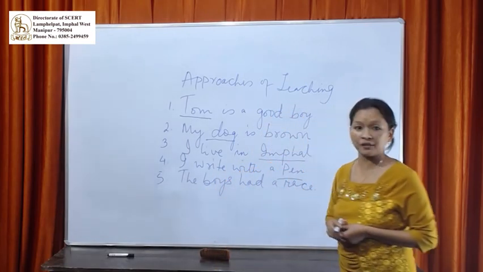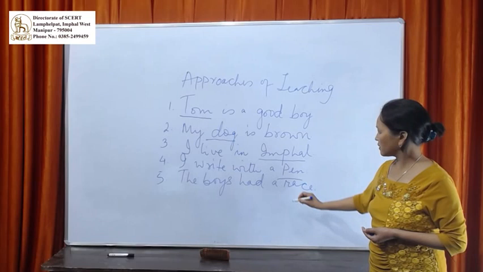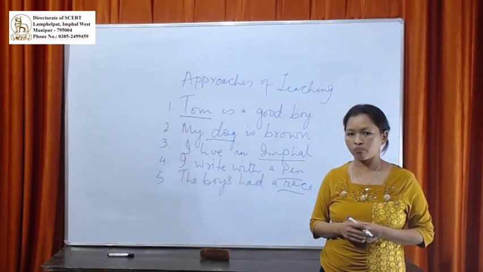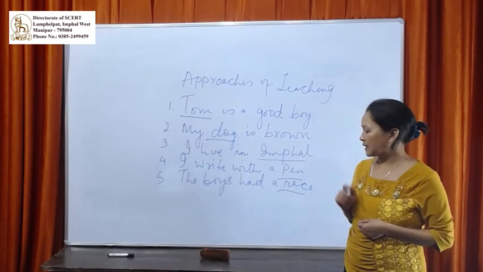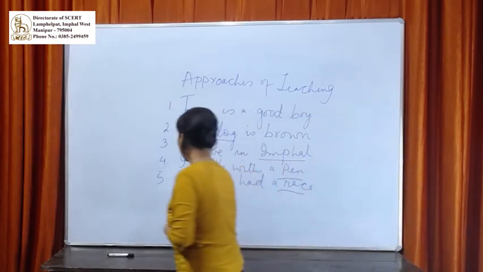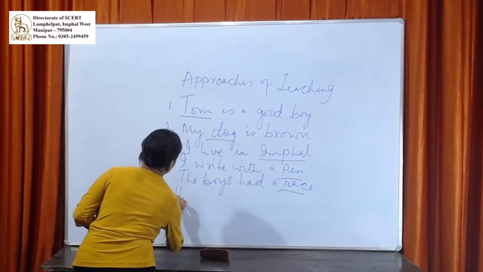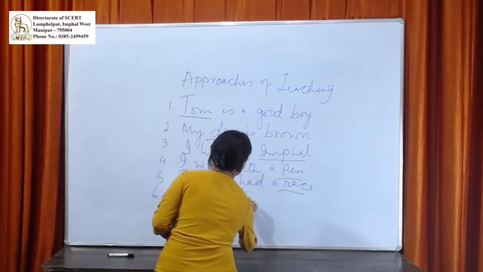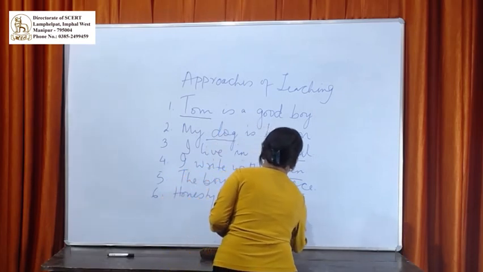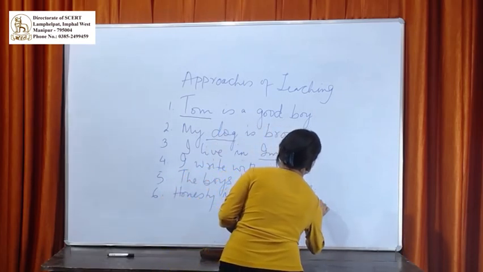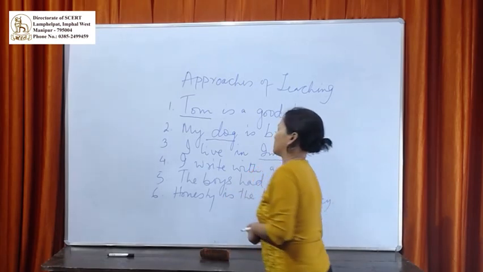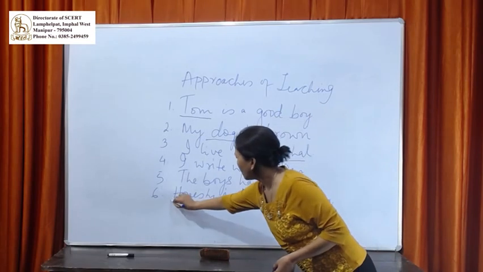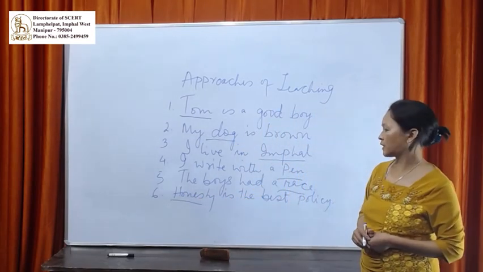The boys had a race. Race is a noun here. The last sentence. Honesty is the best policy. Honesty is the noun in the sentence.